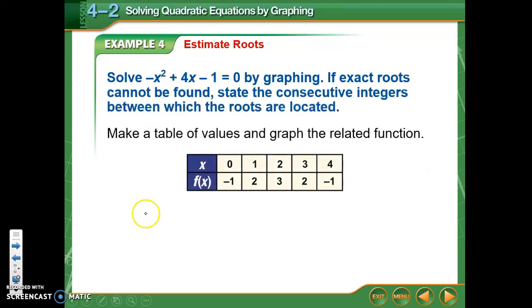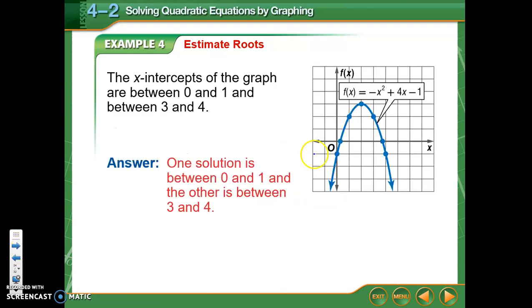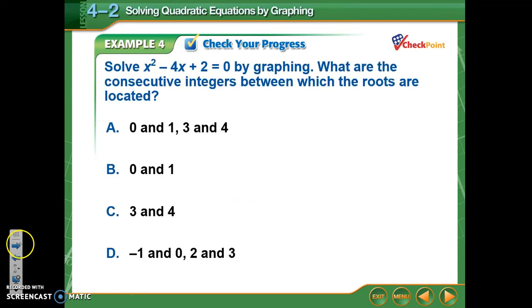I can also tell that from the table, because my y value here goes from negative to positive. So somewhere between x equals 0 and x equals 1, there has to be a 0 or a root. And then over here again, it goes from positive to negative. So since there's a change in the sign of the y value, it has to cross the x-axis somewhere between 3 and 4. And when we graph, we can see that there's a 0 between 0 and 1. So x has to be something between 0 and 1, and something between 3 and 4. Okay, you guys try that same thing with this one.